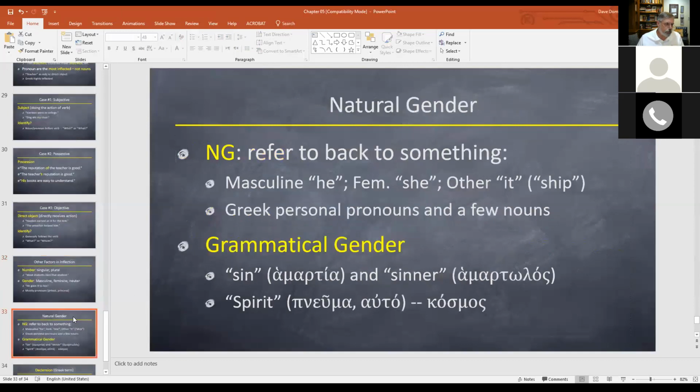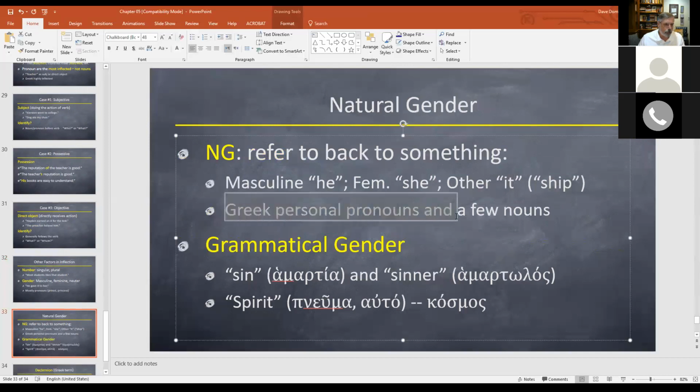And there is such a thing called natural gender. Natural gender refers back to something. Masculine is he, feminine is she, others would be it, like a ship. A ship cannot be masculine or feminine. It's a neuter. It's an it.